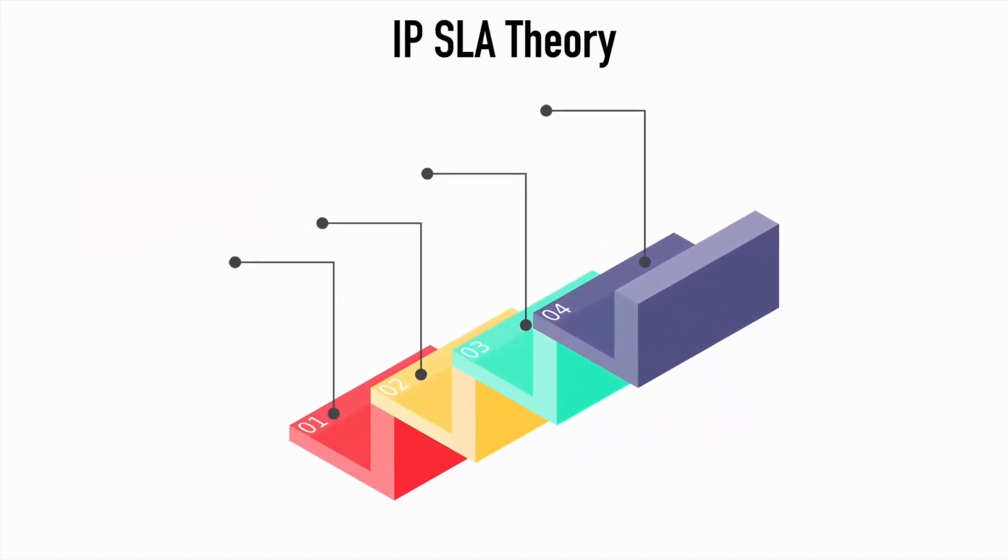In our next video, we're going to take a look at how to configure basic IP SLA to monitor network connectivity using ICMP echo messages.